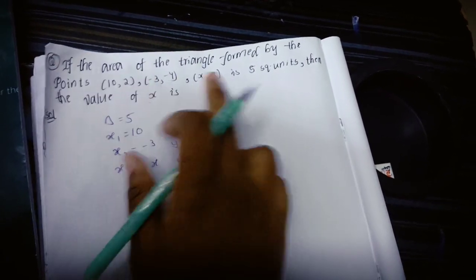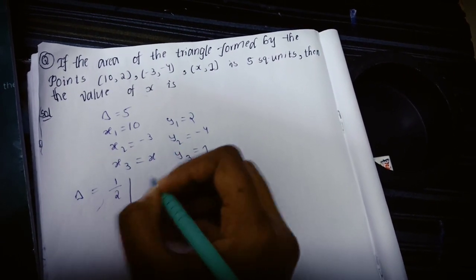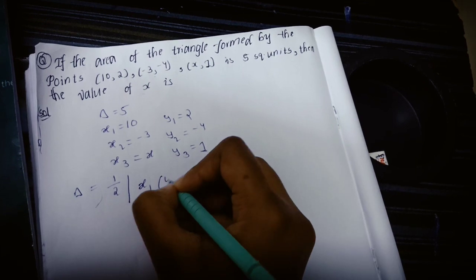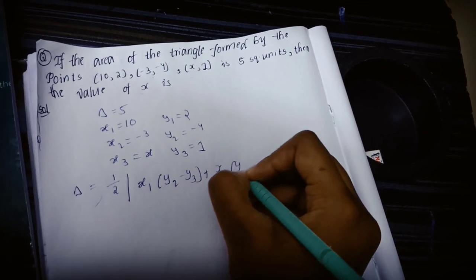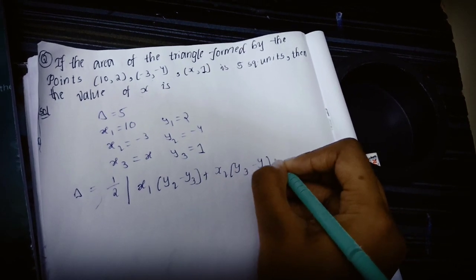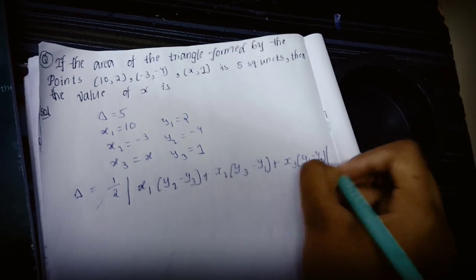What is the formula for the area of a triangle? That is delta equals half into mod of x1 into (y2 minus y3) plus x2 into (y3 minus y1) plus x3 into (y1 minus y2). Close the mod.